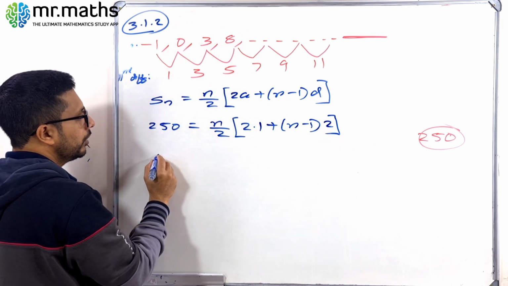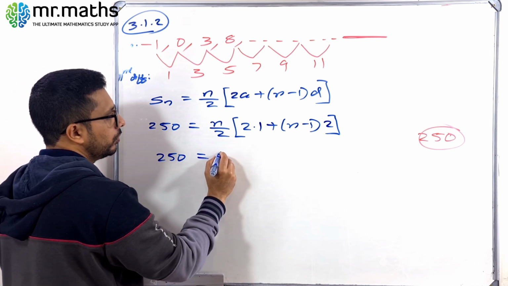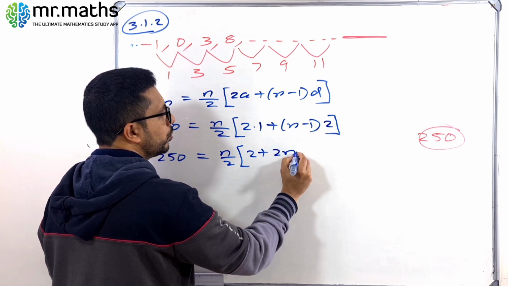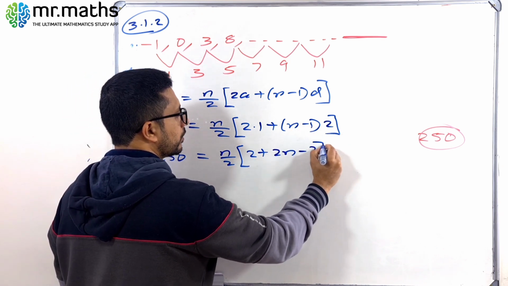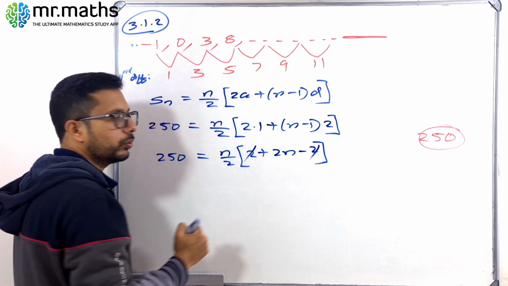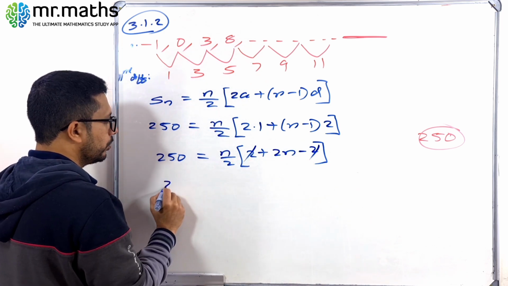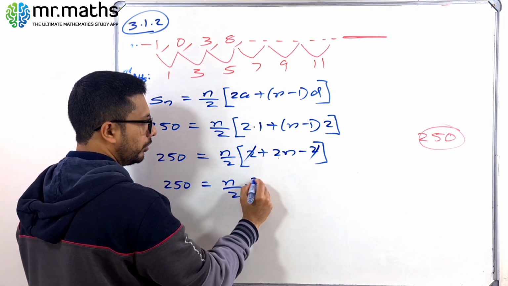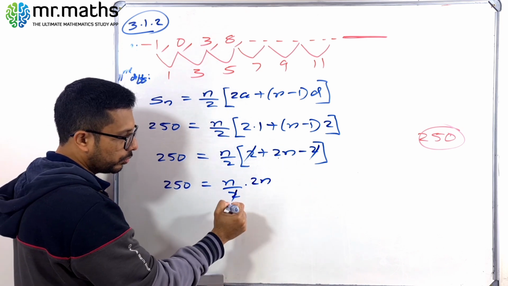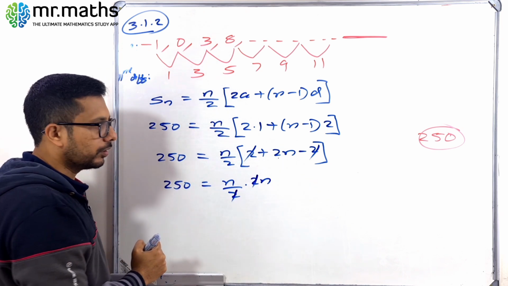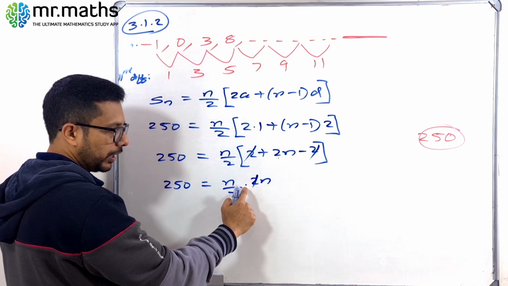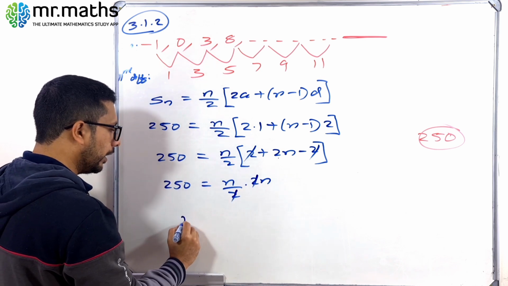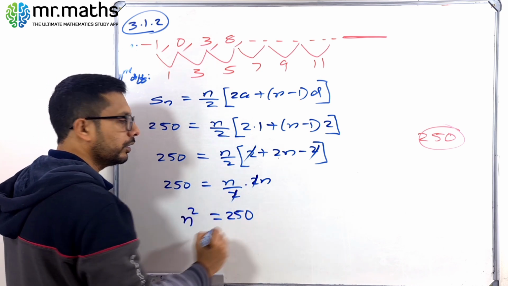So from here, 250 is equal to n over 2 into 2 plus, expand the bracket, 2n. 2 into minus 1 is minus 2. So this 2 and minus 2 cancel. So 250 is equal to n over 2 into only 2n left. Here these 2 and 2 we can cancel; this is multiplication. What is remaining? n into n, n square. That means n square is equal to 250.